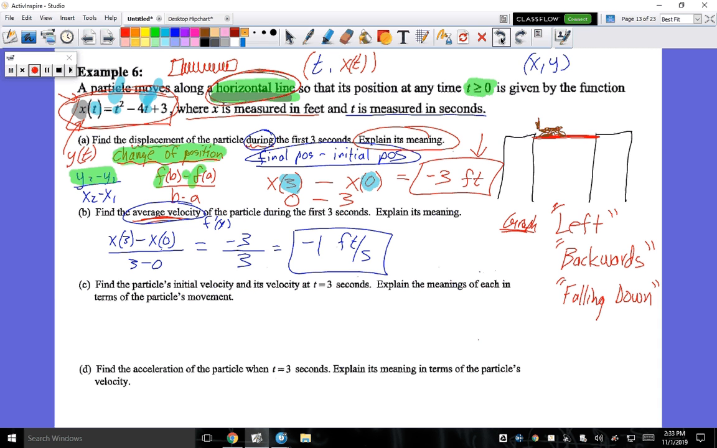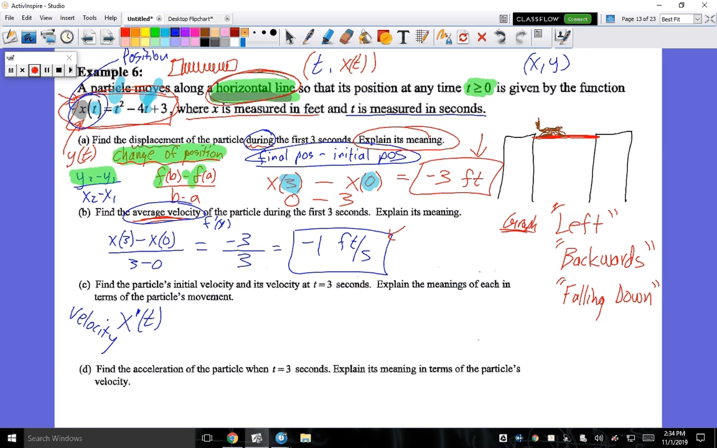Okay? So the meaning here is that during the first 3 seconds it's traveling at a rate of negative 1 feet per second on average. C. Find the particle's initial velocity and its velocity at time is 3. What do I do? What would I do? So I'll get the derivative of x of t. Perfect. Let's derive x of t. Because when I derive x of t, what am I looking at? I'm looking at the velocity. So this is giving me the velocity because, again, I have to know what I'm given. The original is giving me position.